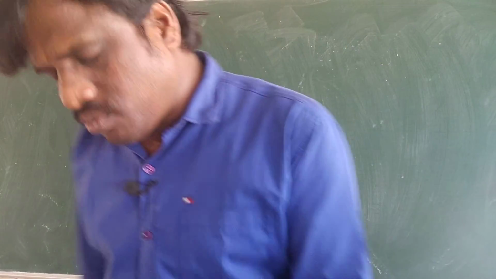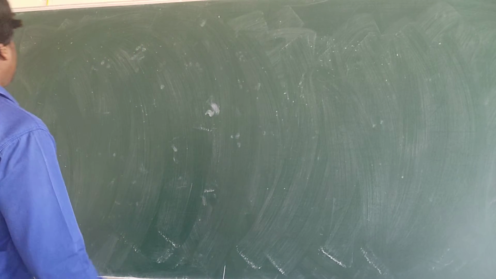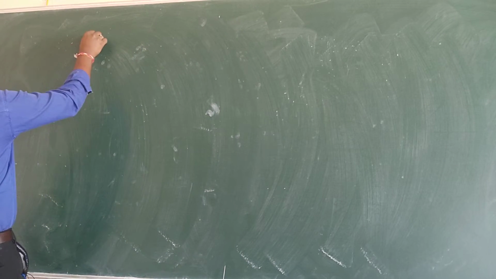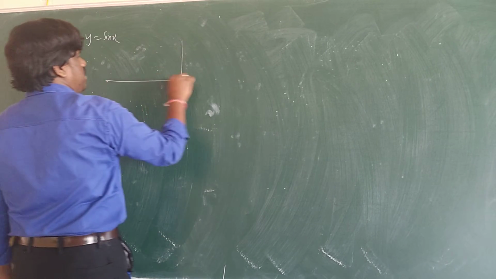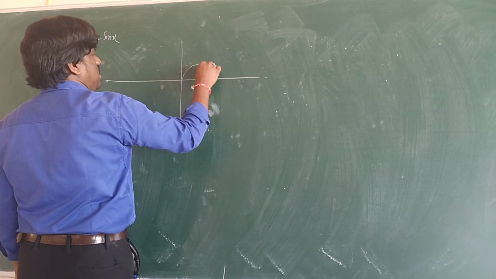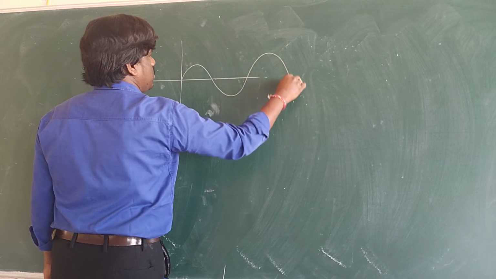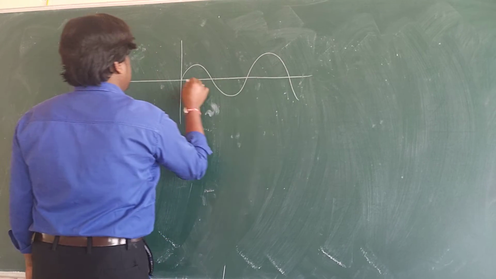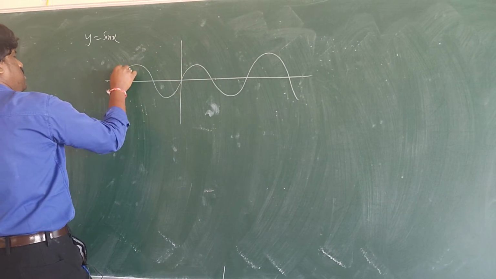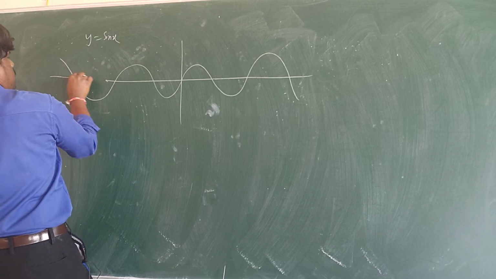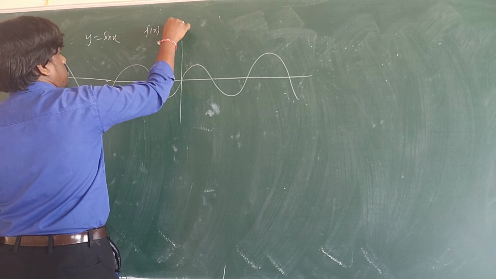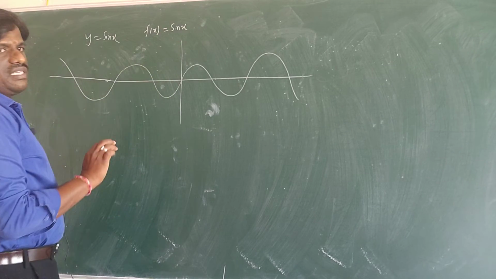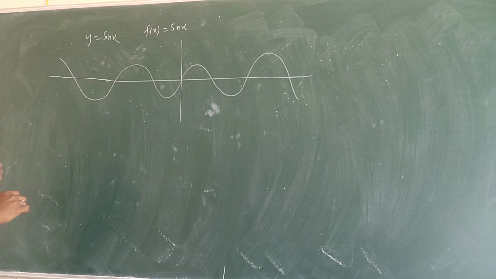See here, a few more points I want to explain. You all know the sin x graph, right? Sin x graph everyone knows. What is the graph of sin x? So this is the graph of sin x. You will get the graph of sin x like this. Now, f of x is equal to sin x. Y or f of x is the same.